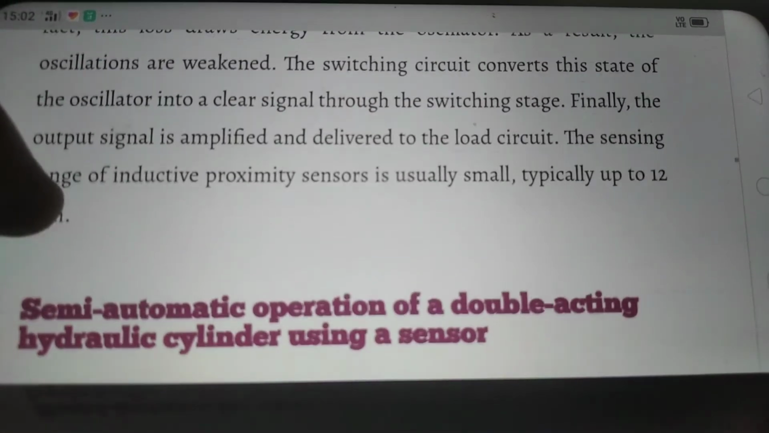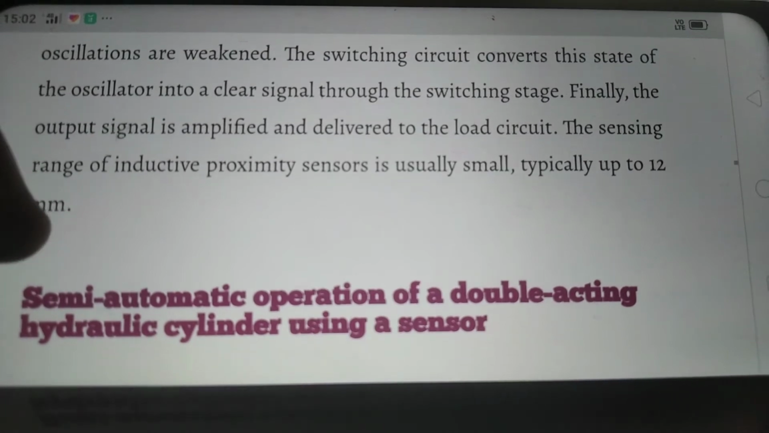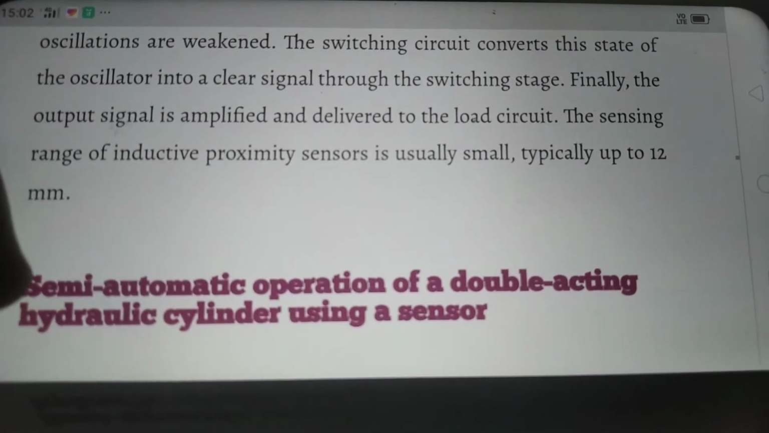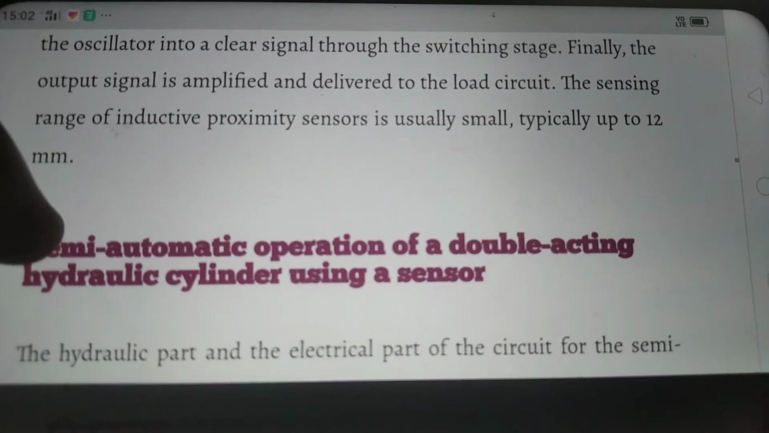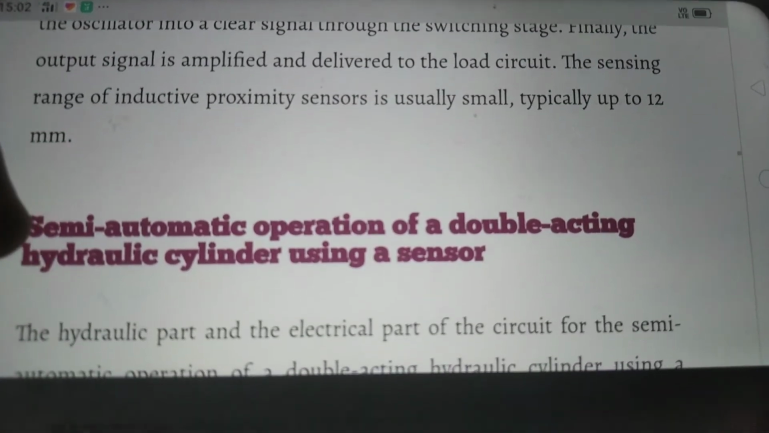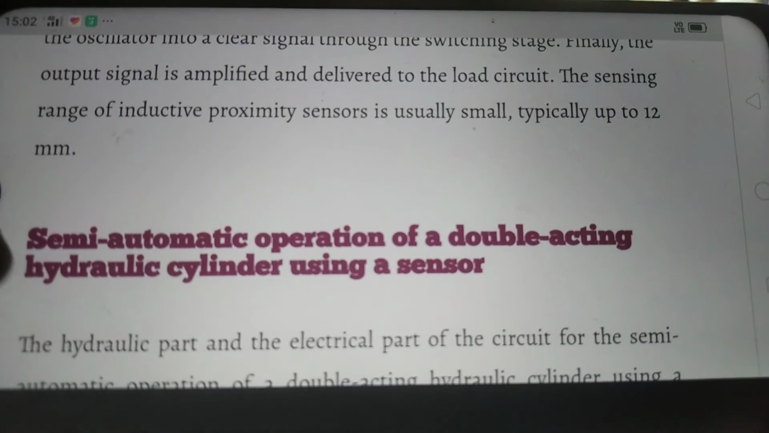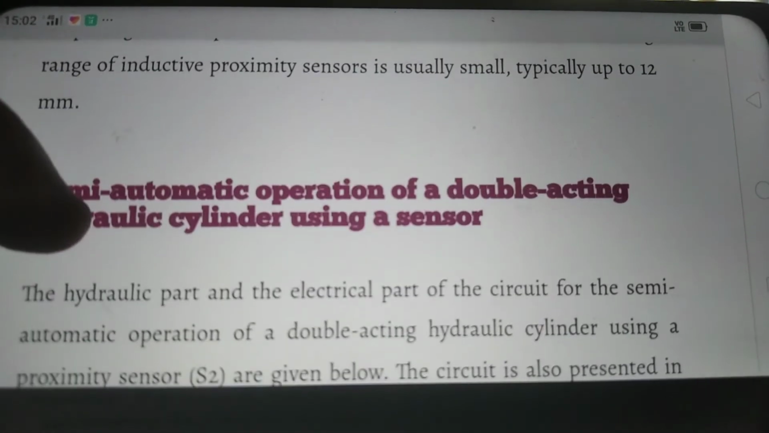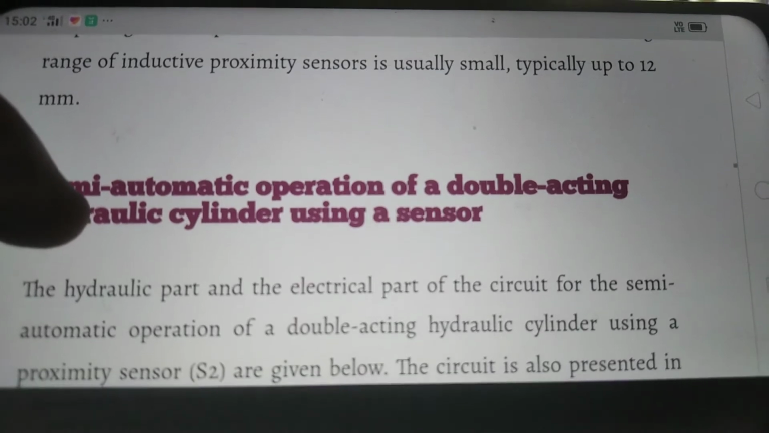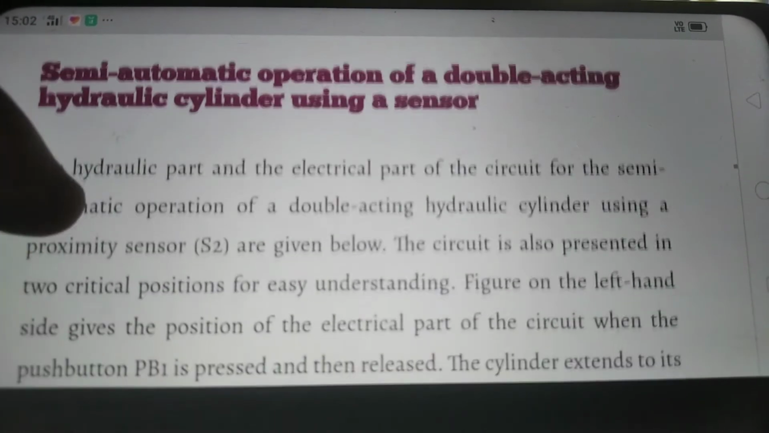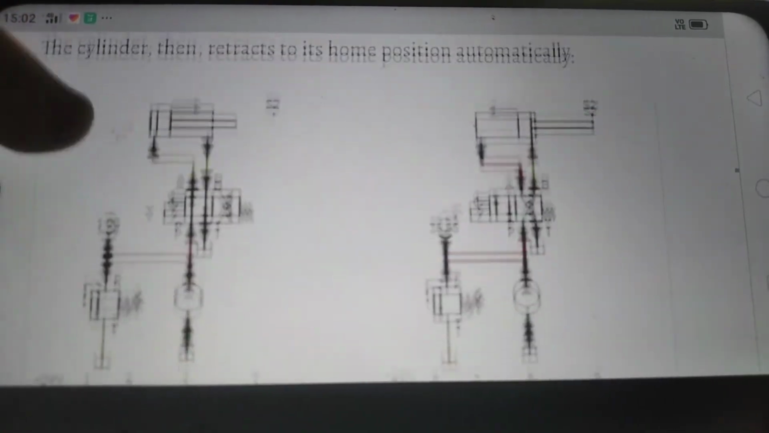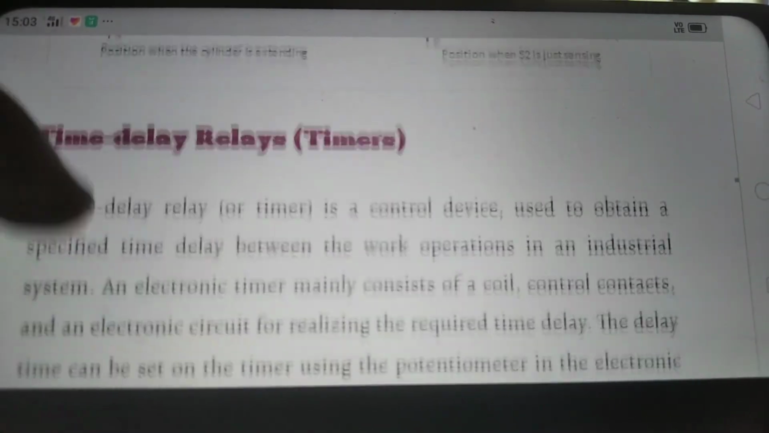The switching circuit converts the state of the oscillator into a clear signal through the switching stage. Finally, the output is amplified and delivered to the load circuit. Sensing range of an inductive proximity sensor is usually small, typically up to 12 mm. This is the application of that inductive sensor.